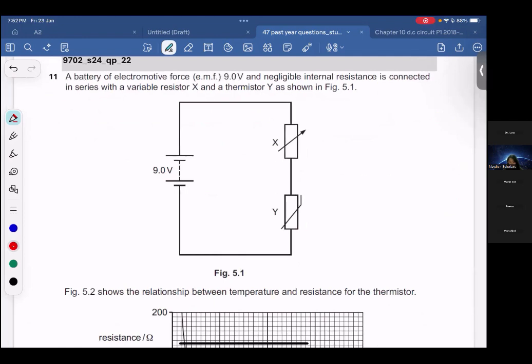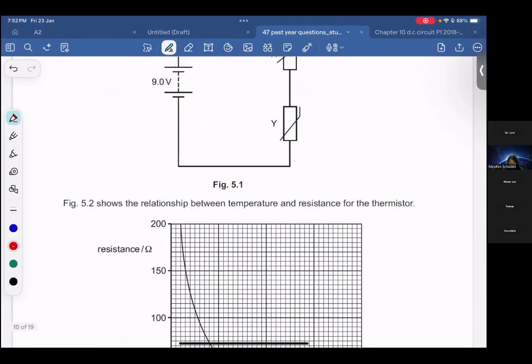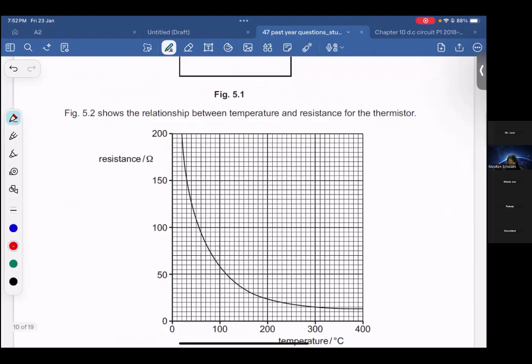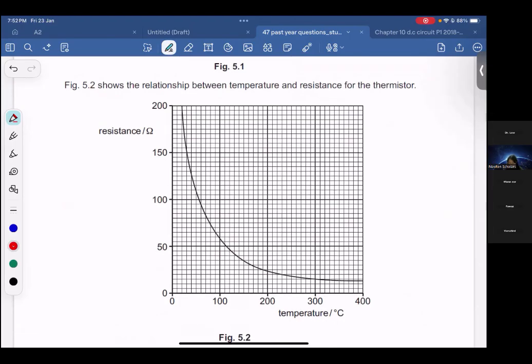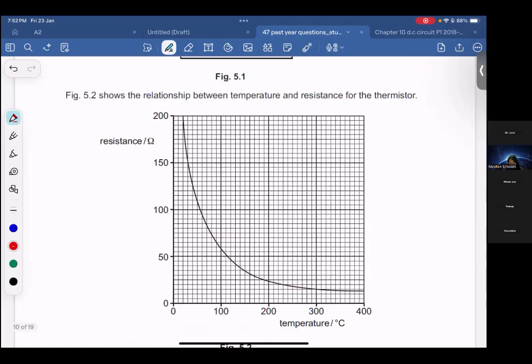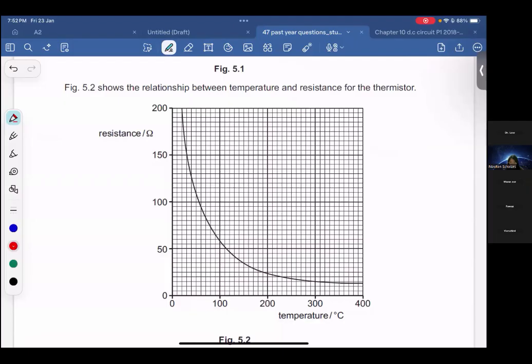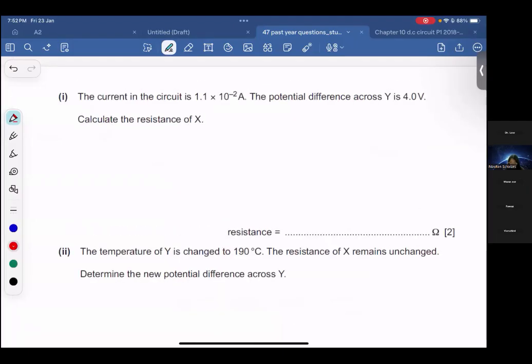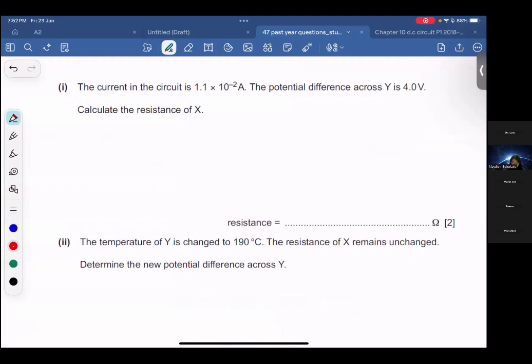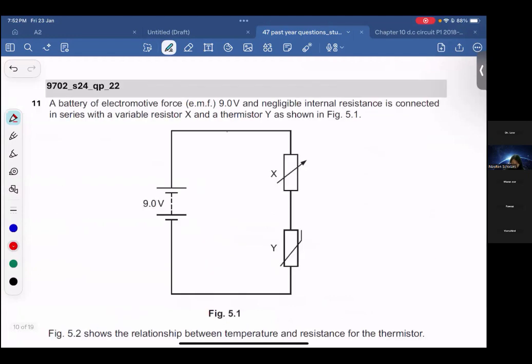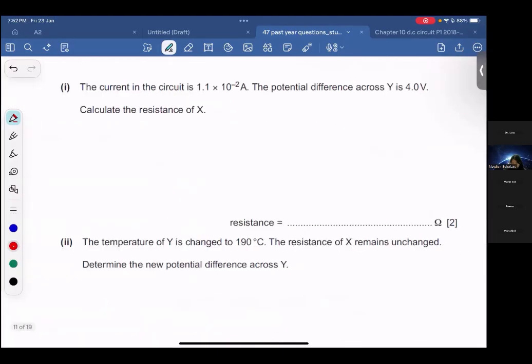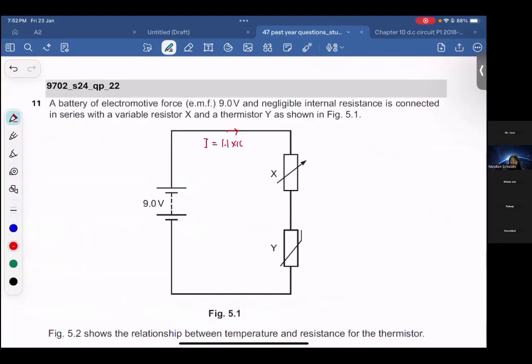A battery of EMF 9.0 volt and negligible internal resistance is connected in series with a variable resistor X and thermistor Y. This graph shows the relationship between temperature and resistance of the thermistor. So from here we can find either resistance from temperature, or they give us the resistance and we find the temperature. Here the current in the circuit is 1.1 times 10 power negative 2 ampere. Normally I will use a pencil and label the diagram, so when I answer, I refer back and know what information I have.